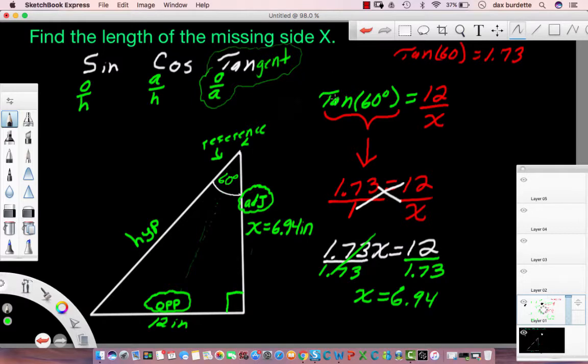Once we identified that we're going to be using tangent, I simply wrote out an equation. Tangent 60 degrees is equal to what ratio? 12 over x, opposite over the adjacent side. Tangent 60 degrees turns into a nice pretty number, 1.73, when you utilize a calculator that's set on degrees. Make sure it's on degrees, otherwise it'll probably say something like 0.32 or something crazy. So 1.73 is equal to 12 over x, and we solve from there. I'm pretty sure if you're looking at a trig video, you know how to go from here.